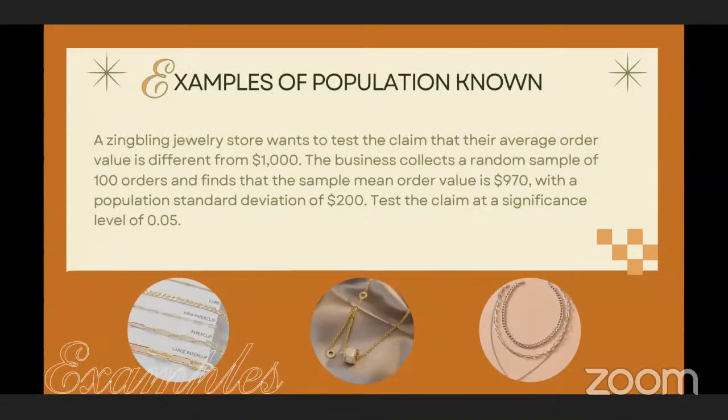Here is an example case for a known population standard deviation. A Zingbling jewelry store wants to test the claim that the average order value is different from $1,000. The business collects a random sample of 100 orders and finds that the sample mean order value is $970, where the population standard deviation is $200. Test the claim at the significance level of 0.05.